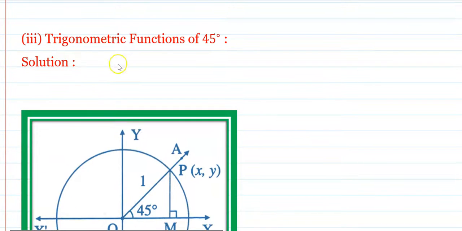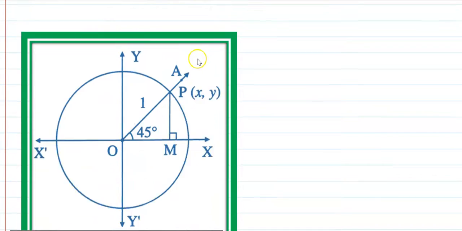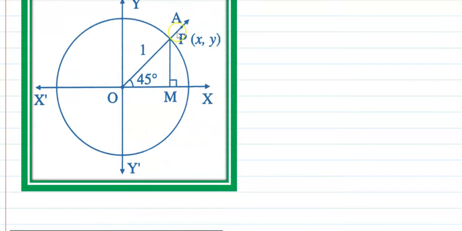Now the next problem. Trigonometric functions of 45 degree. Now see this here. The terminal arm OA makes an angle of 45 degree in a positive direction of the x-axis. Now we know, when there is a right angle triangle and its measures are 45, 45, 90, this is the right angle triangle. It is a right angle isosceles triangle. Therefore, their sides, that is PM is equal to 1 upon root 2 times the hypotenuse.